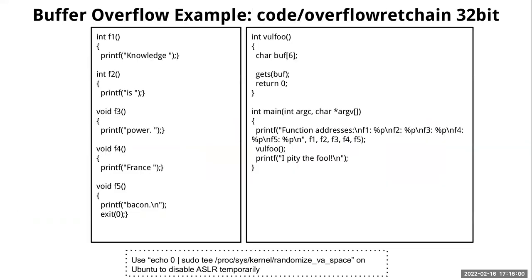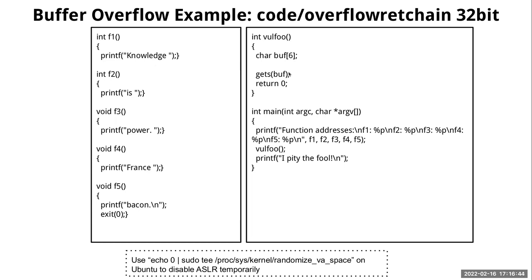okay? So to show you an example of this, I designed this challenge. Here is a very simple code. The main function first prints out the function addresses for you. There are five functions in this program, F1 to F5. Each of them prints out one word. F1 prints out knowledge, F2 prints out ease, F3 power, F4 prints out friends, F5 prints out bacon, okay?